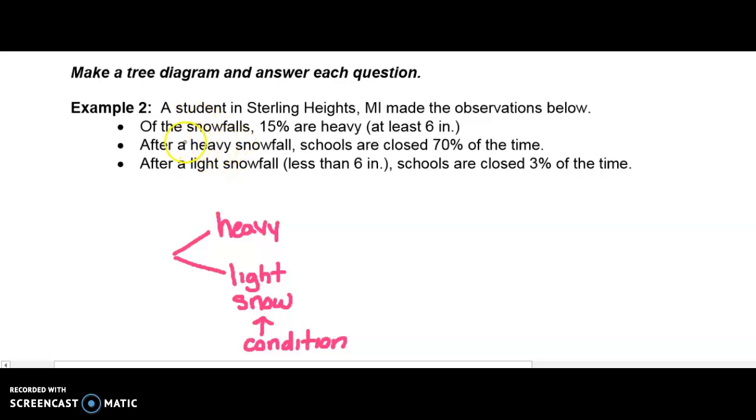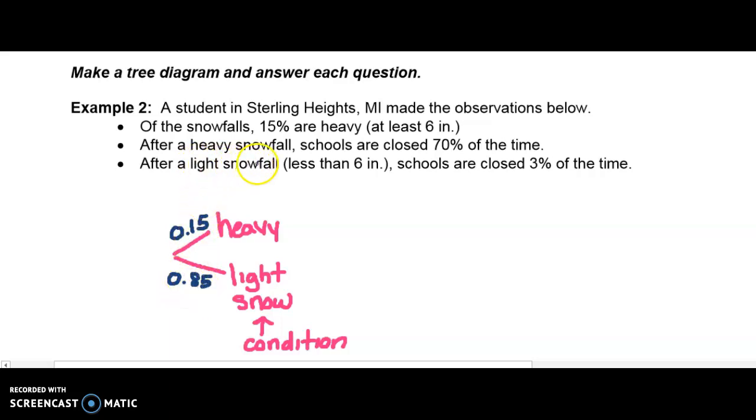It says of the snowfalls, 15% are heavy. So we can label that. So 15% are heavy. So 100 minus 15 would leave us with 85% would be light. So together these should add up to 1, which is 100%.